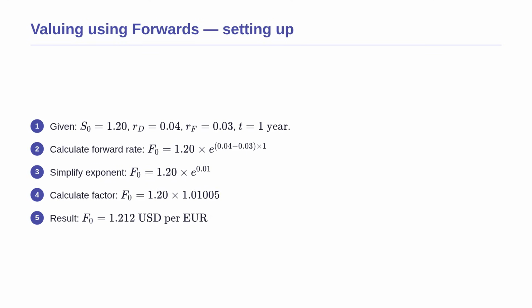Let us apply this forward contract method to the exact same swap from our previous example. We want to see if we get the same result. First, we calculate the forward exchange rate for 1 year from now. We plug in our spot rate of 1.20, our US domestic rate of 4%, and our European rate of 3%. The time period is exactly 1 year. We subtract the 3% from the 4%, giving us an exponent of 0.01. Multiplying 1.20 by e raised to the 0.01 gives us a forward exchange rate of 1.212 US dollars per euro. This is the rate the market expects in 1 year.